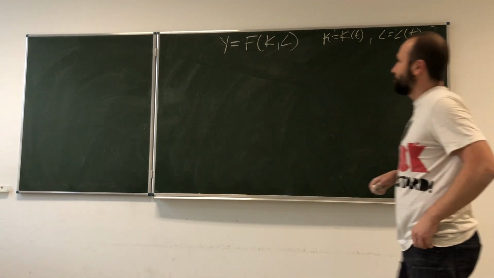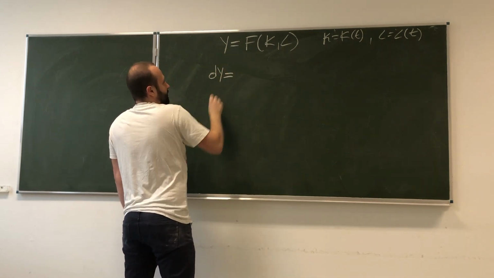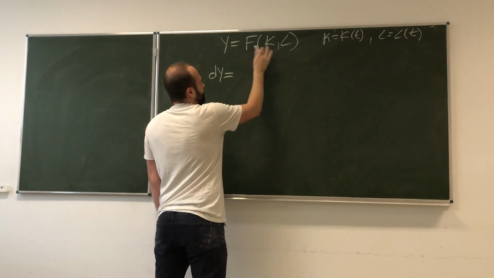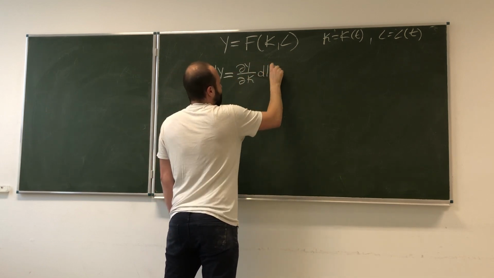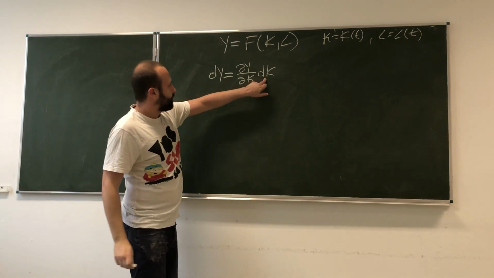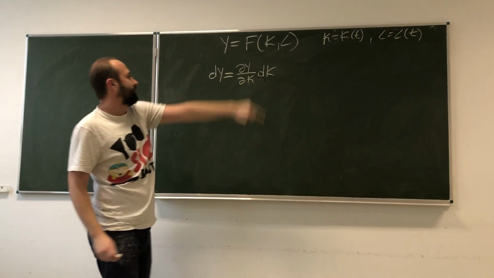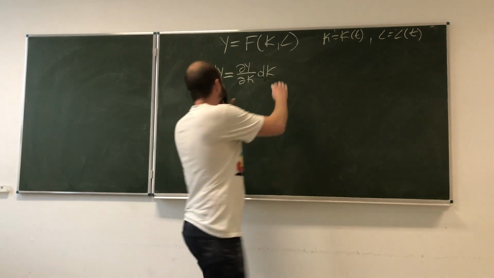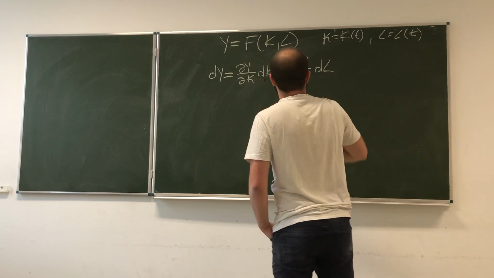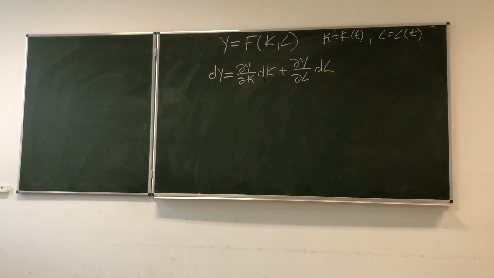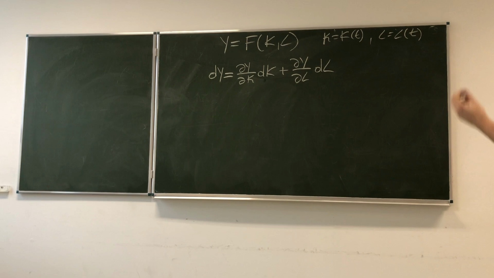Okay, so first I calculate the total differential of this, and I get out of this that dy is equal to the derivative of f with respect to k, or simply the partial derivative of y with respect to k, times dk, right? So if k changes by some small amount, y changes by the value of this partial derivative. And the second source of change over here is dy, dL, dL, right? Because in this function we have two arguments, two things can change, and this will be influencing y.